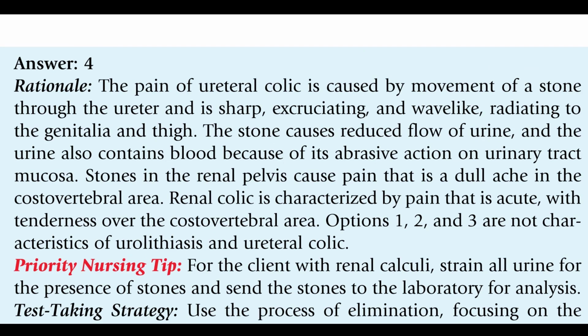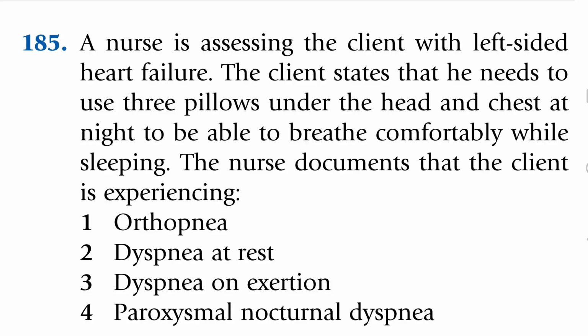Answer 4. Rationale. The pain of ureteral colic is caused by movement of a stone through the ureter and is sharp, excruciating, and wave-like, radiating to the genitalia and thigh. The stone causes reduced flow of urine, and the urine also contains blood because of its abrasive action on urinary tract mucosa. Stones in the renal pelvis cause pain that is a dull ache in the costovertebral area. Renal colic is characterized by pain that is acute, with tenderness over the costovertebral area. Options 1, 2, and 3 are not characteristics of urolithiasis and ureteral colic.